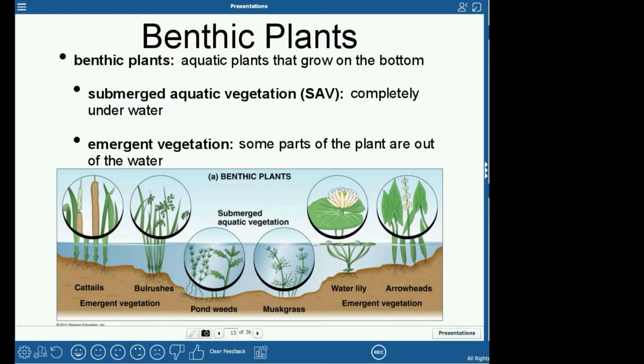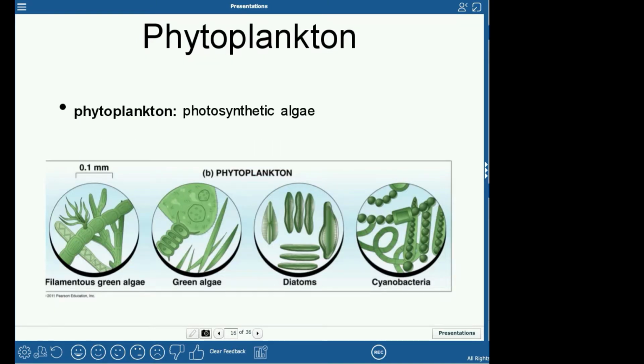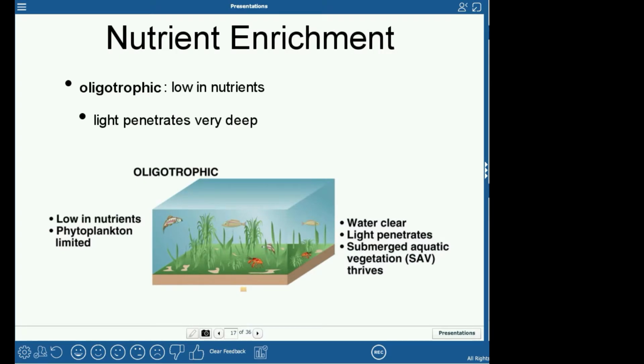And then you have something called emergent vegetation, where part of the plant is out of the water. So this is like a cattail. These are like water lilies or lily pads. And then you have this other plant called an arrowhead. But these things are called emergent because they come out of the water. And then we have the phytoplankton, the photosynthetic algae. Those are the things that I was telling you would live at the top of the water, that would float. A lot of times they're at the top just because that's where the sun is.